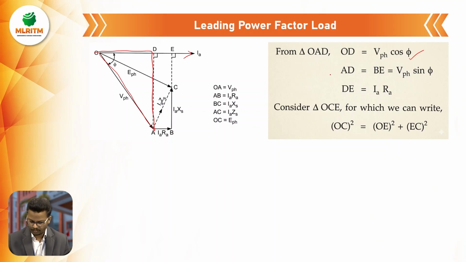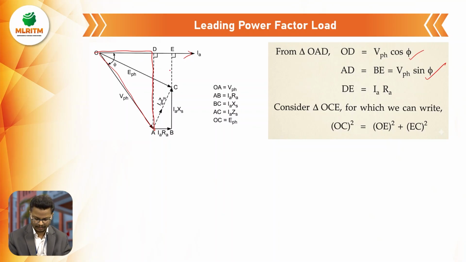Next, we have to find the AD or BE value. AD is equal to BE because both the lines are parallel, so both are the same. Sorry, now we have to find the AD value. Here we apply sin phi, which is opposite side by hypotenuse. Opposite side is AD and hypotenuse is V phase. By simplifying it, we get AD is equal to V phase sin phi.